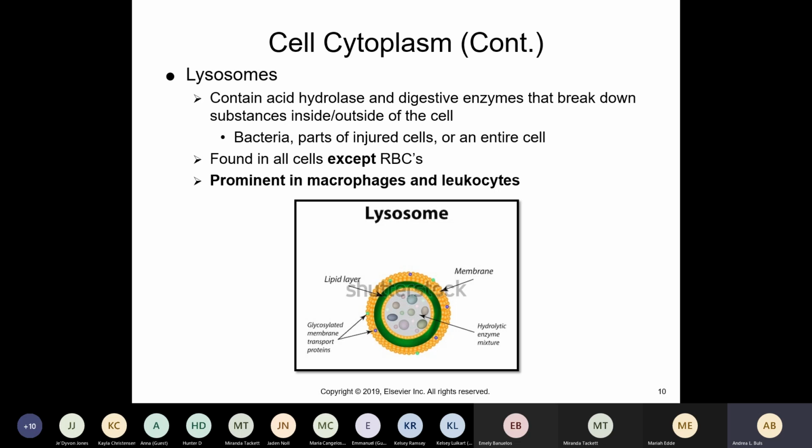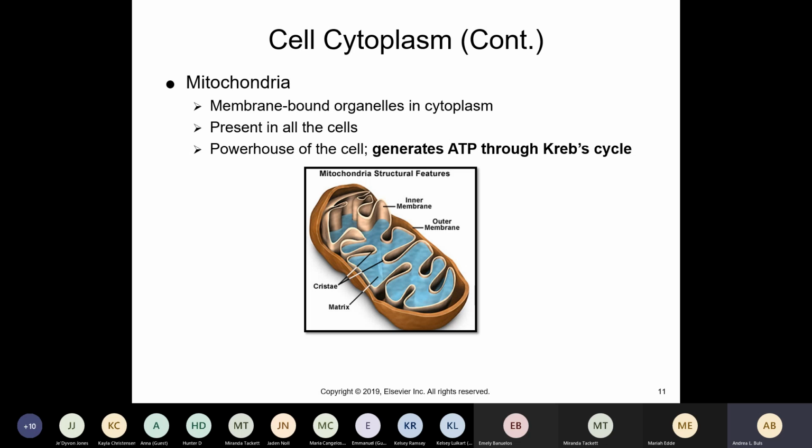Lysosomes I think of as the garbage men of the cell. They contain acid hydrolase and digestive enzymes that break down substances not only on the inside but outside of the cell. They'll get rid of bacteria and parts of an injured cell, or an entire cell if it needs to. Lysosomes are found in all cells except red blood cells, and are prominent in macrophages and leukocytes. The mitochondria, people usually remember as the powerhouse of the cell, because that is where ATP is generated, and it's generated through the Krebs cycle.